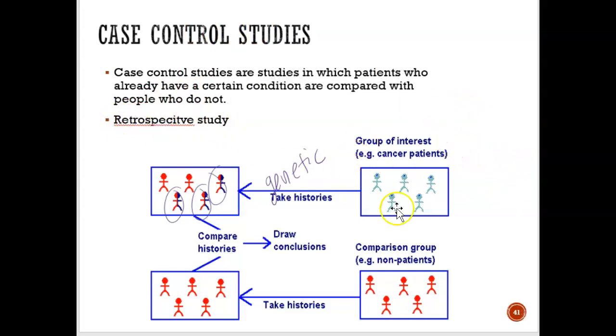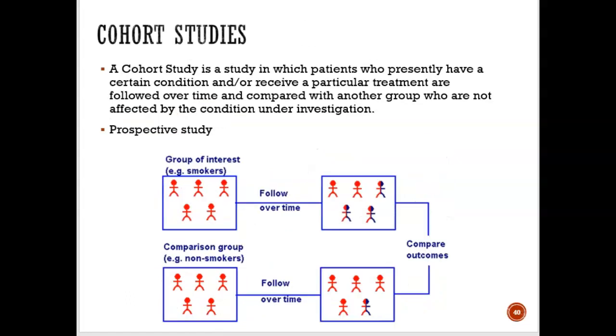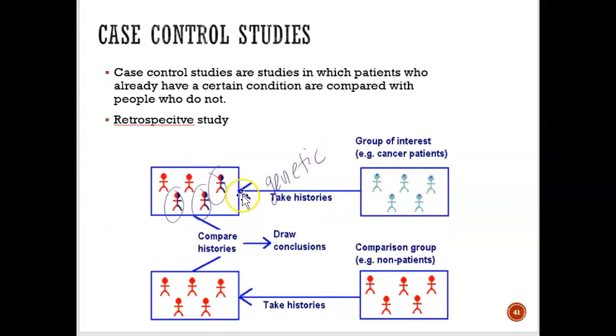is because you already have a group of people and now you're going back in time to see why they developed cancer. You have a group of people, you're going back in time to see why they were healthy. So these people were healthy because they didn't have any genetic component. When you look at a cohort study, you're going forward in time, so it's prospective. When you look at a case control, you're going backwards in time, retrospective.